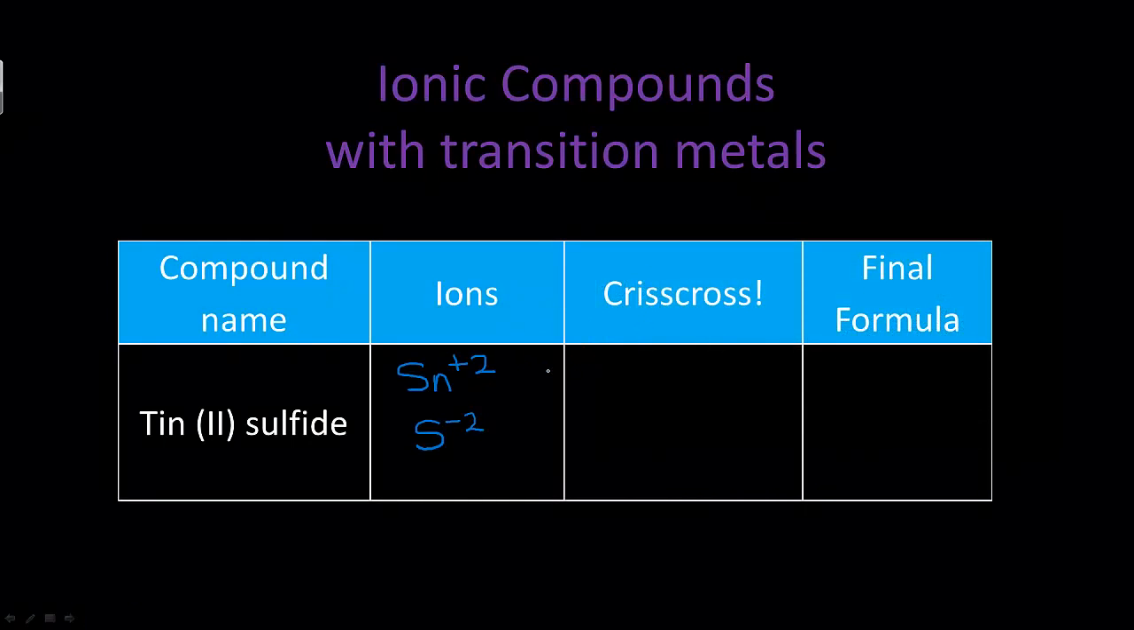Now we're going to crisscross. So we have Sn, which is tin, with a +2 oxidation number, and S with a -2 oxidation number. The 2 over here is going to come down by the tin, so it's going to be Sn2. And this 2 is going to come down by the sulfur, which is S2. Now we have these two numbers, 2 and 2. They both have a common denominator of 2. So we are going to simplify it to the lowest whole number ratio. 2 divided by 2 is 1, but we never put 1s. And then 2 divided by 2 over here is 1, and we never put 1s. So the chemical formula for tin 2 sulfide is SnS.